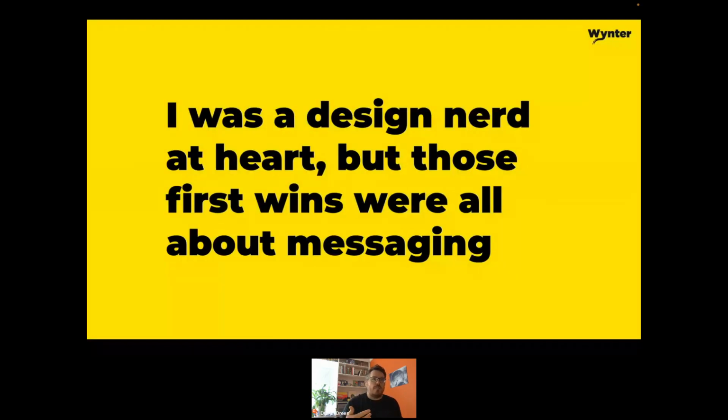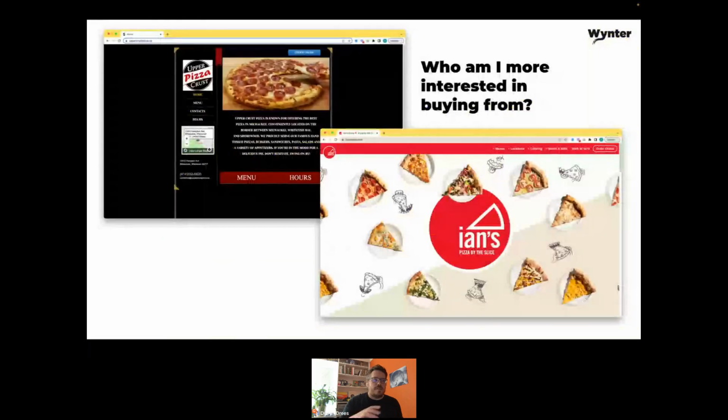The words that are on the page are the thing that will help drive conversion, but design and messaging have to be best buddies, right? The first thing that design really does is help establish trust in general. These are two pizza places that are near my house. I like both of these for different reasons. But if I was visiting my house and looking for a pizza place, realistically, Ian's Pizza is the one I'm more likely to actually purchase pizza from. The first one doesn't really help establish very much trust for me, right?